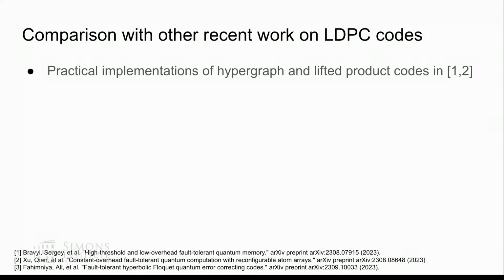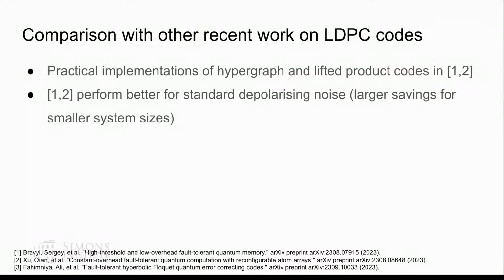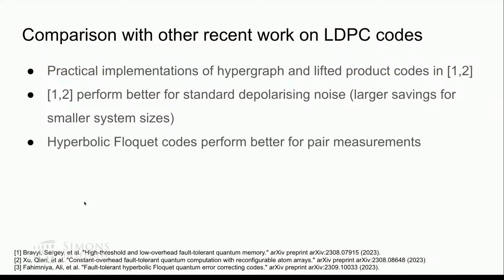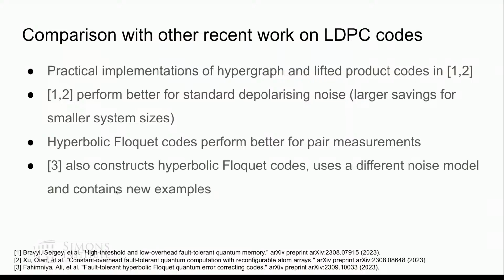Okay, so compared to other recent work on LDPC codes, such as the practical implementations of hypergraph product and generalized bicycle codes, these other constructions perform better for standard depolarising noise. So they have a larger saving for smaller system sizes. But the hyperbolic Floquet codes do perform better for the pair measurement noise model. It's also worth noting that this reference 3 here also constructs hyperbolic Floquet codes using a different noise model, and does contain some new examples.